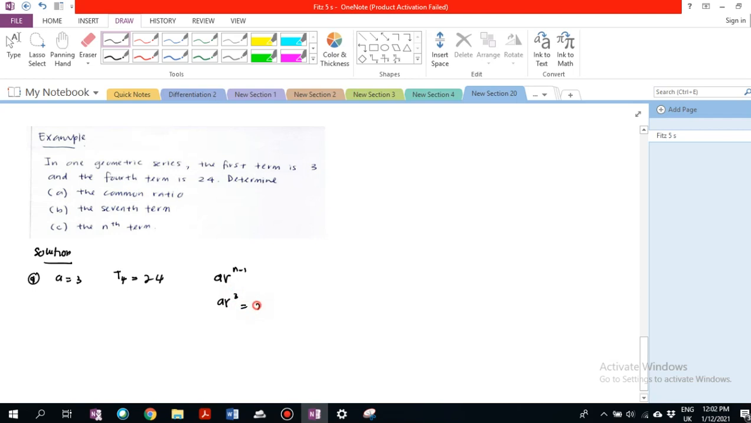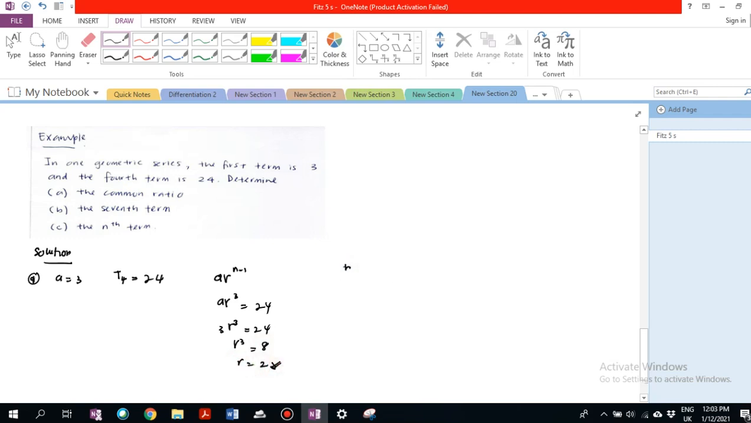So T4 is equal to 24. What's your A? A is 3. What is your R? This is what we want to find. What is your R to the power of n minus 1? 4 minus 1. So you will get 24 equal to 3 times R to the power of 3, so R cubed equals 8. R equals 2.